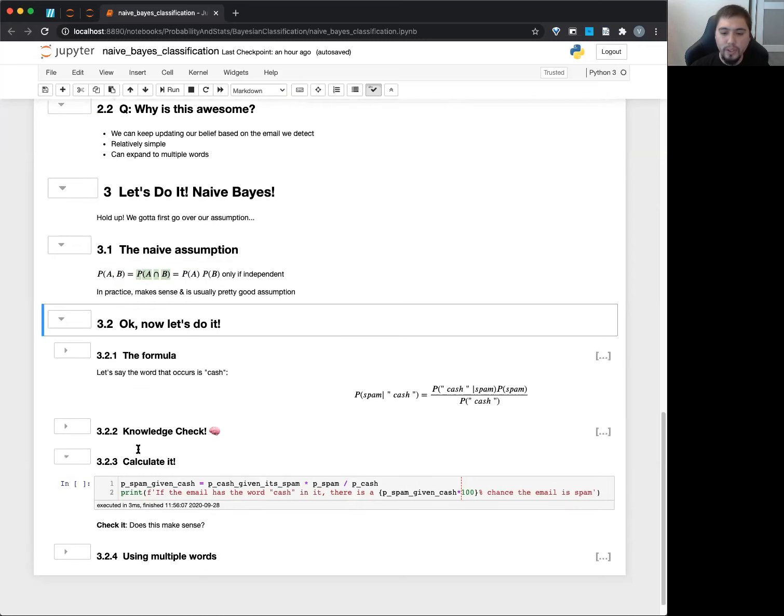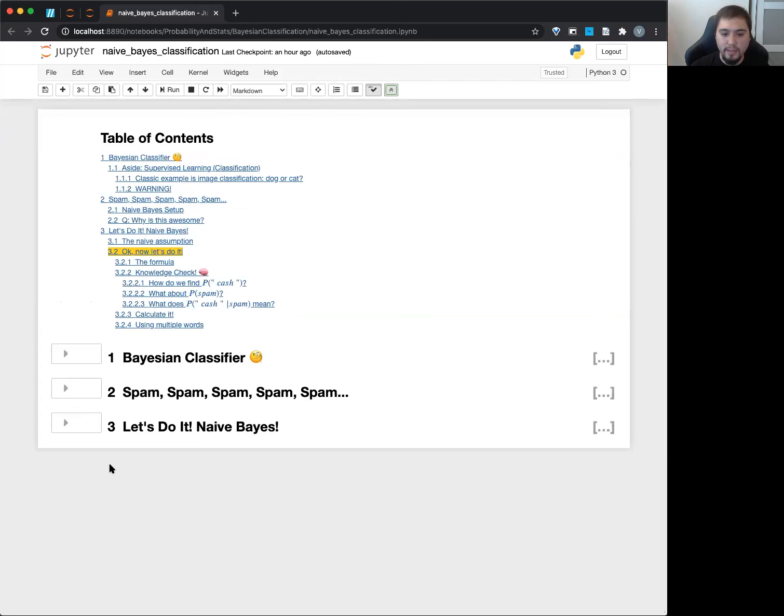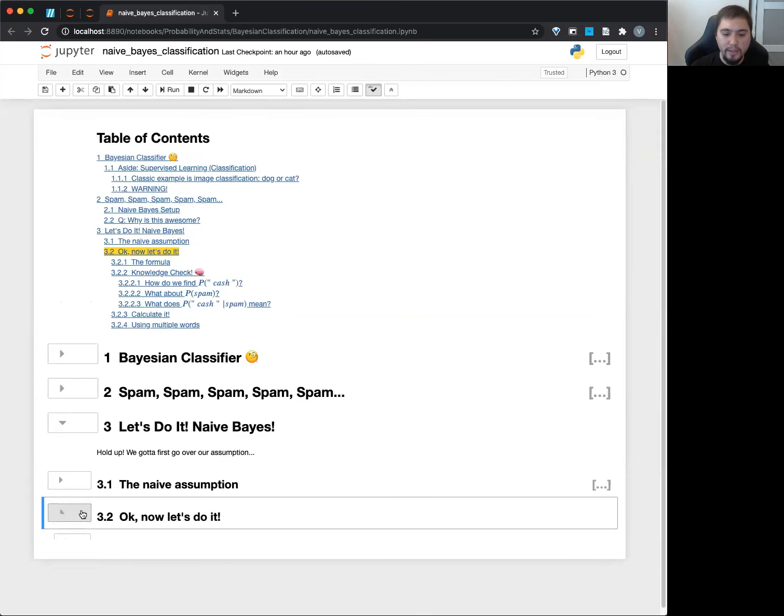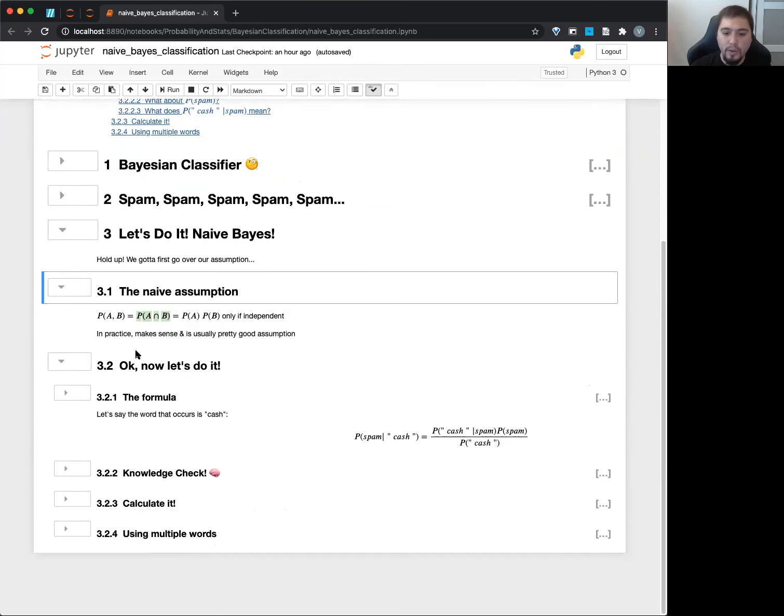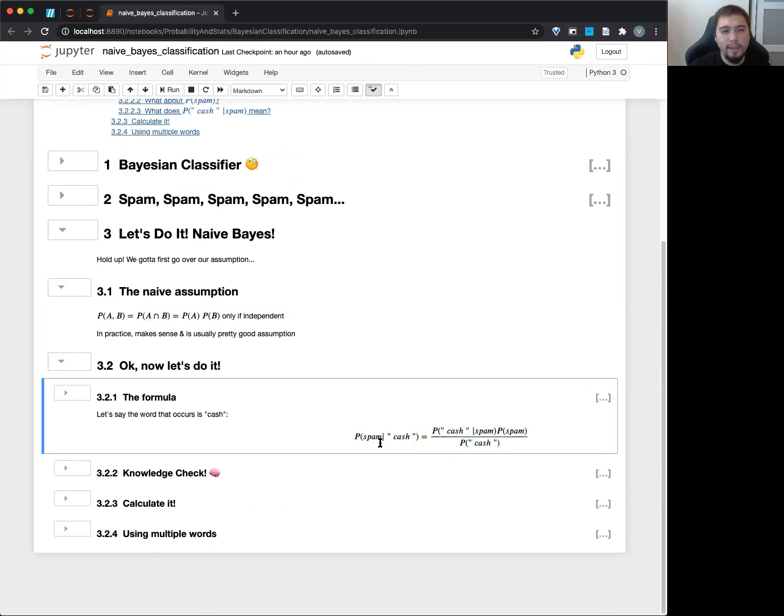Okay, let me fold this up, because I want to show this little by little. There we go. Now we can actually do this part. The formula is just Bayes' theorem, and it helps a little to read this notation. It's the probability that it is spam, given that the word "cash" is in the email. So we're trying to figure out the probability of it being spam.